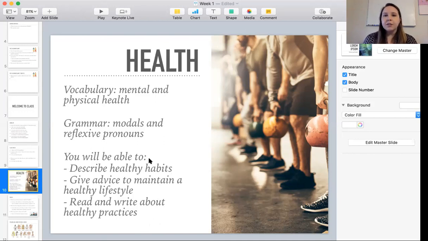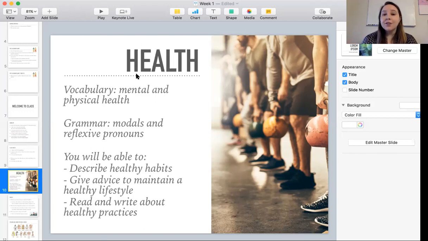So the things that you're going to be able to do after this unit. This unit is going to be about 3 to 4 weeks long, probably not 5, 3 or 4, depending on how fast we go. And at the end of that time, you're going to be able to describe some healthy habits. You're going to be able to give advice on how to maintain a healthy lifestyle. And we're going to be doing some reading and writing about healthy practices and things to know about your health.